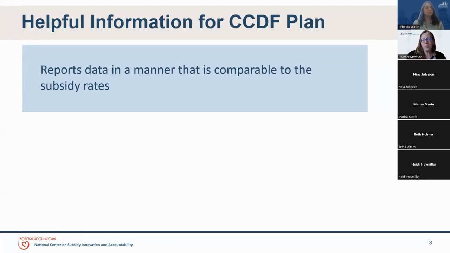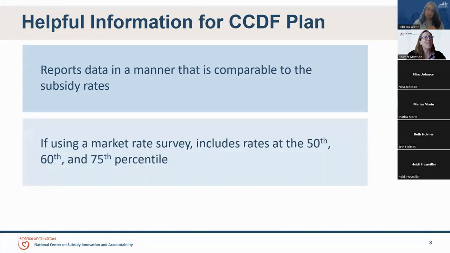So you can make your data comparable to the subsidy rates, makes it a little bit easier to do an apples to apples comparison. And if using a market rate survey, you want to include the rates at the 50th, 60th, and 75th percentile.